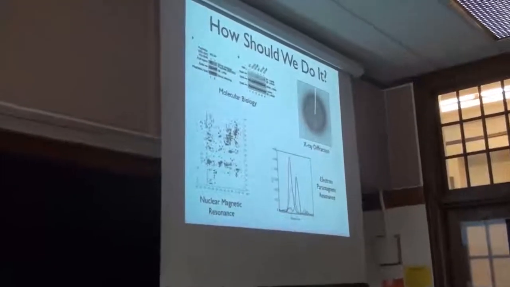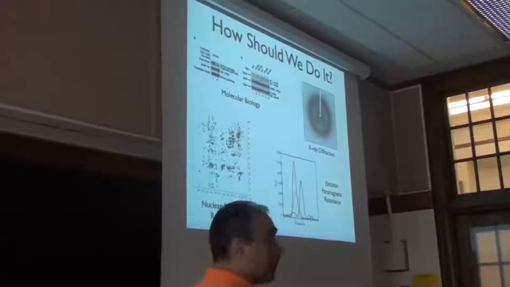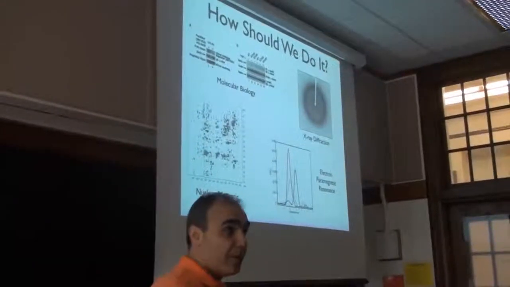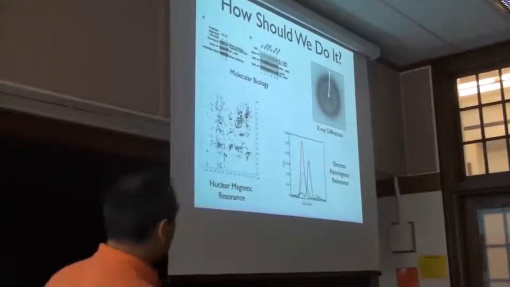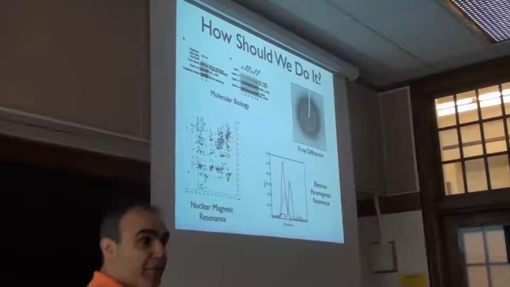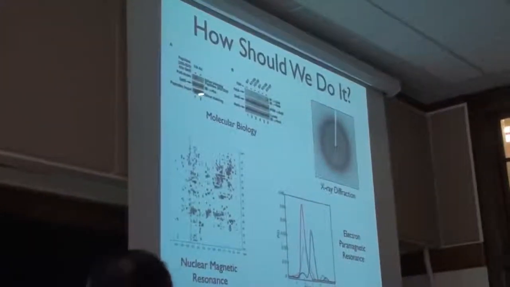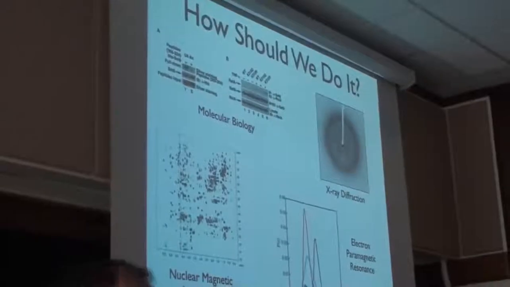So how can we do this? How can we take this detailed view of how molecules function? These are some experiments that actually we can do in order to get some information. But as you can see, if you look at the type of information you can get from these experiments, if you do molecular biology experiment, you get some positive or negative results from your experiments.